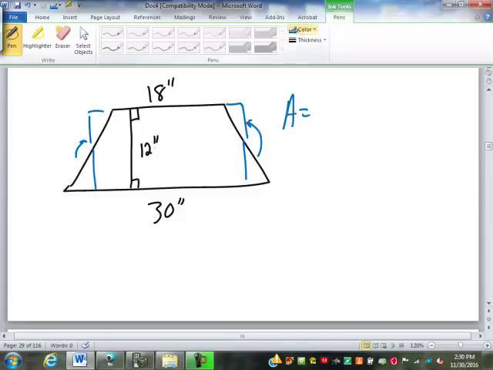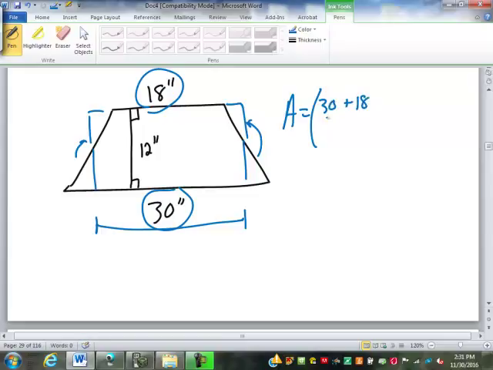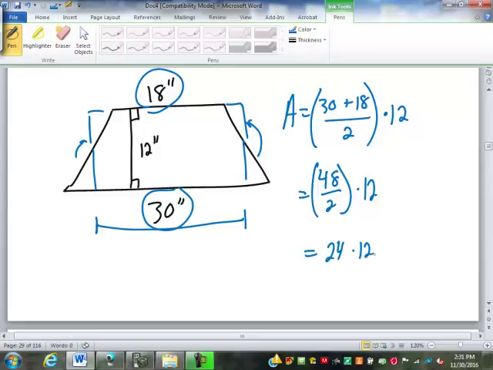So to find the area of it, we need to figure out the length from here to here, which we know is going to be somewhere between 30 and 18. In fact, it's exactly in the middle, so it's going to be the average of 30 and 18. So 30 plus 18 over 2 is the average of the bases, which ends up being the length of that related rectangle. And we're going to multiply that times the height or the width of 12. So 30 plus 18 is 48 over 2. 48 over 2 is 24. Times 12 is 288. Those are all in inches, so this is inches squared.